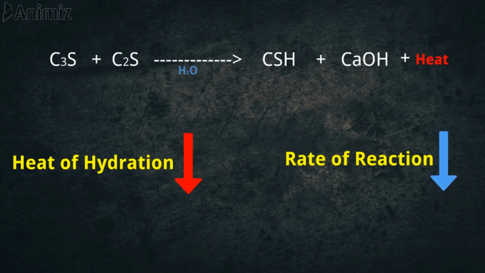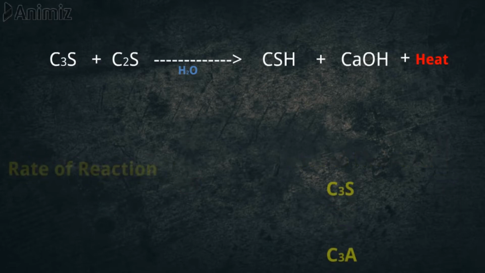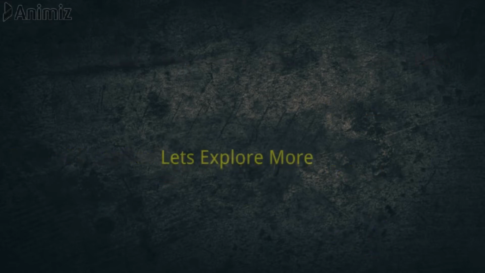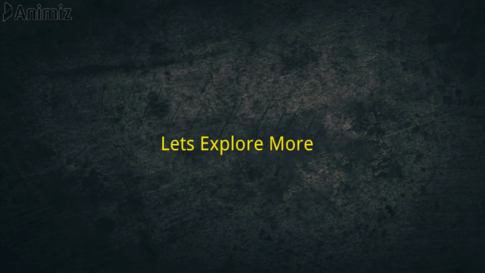And to reduce the heat of hydration, the rate of reaction must reduce. And in order to reduce the rate of reaction, we need to reduce the content of tricalcium silicate and tricalcium aluminate, which react immediately with the water to form heat of hydration, and increase the quantity of dicalcium silicate, which reacts slowly in comparison to the tricalcium silicate. In this way, we can reduce the rate of reaction and hence reduce the heat of hydration. Let's explore more.